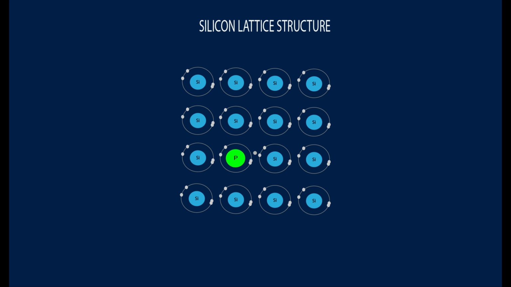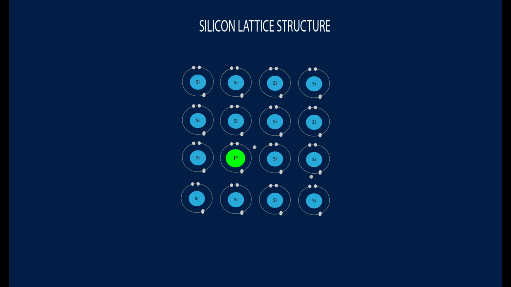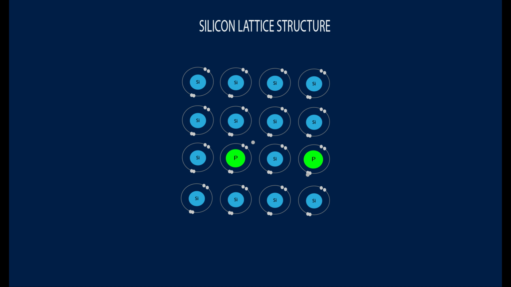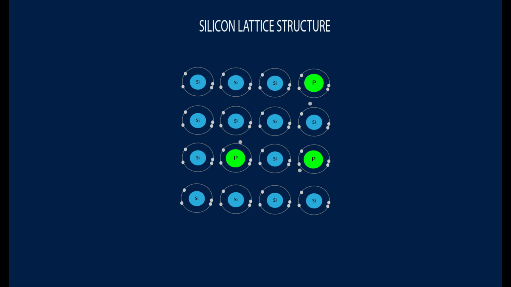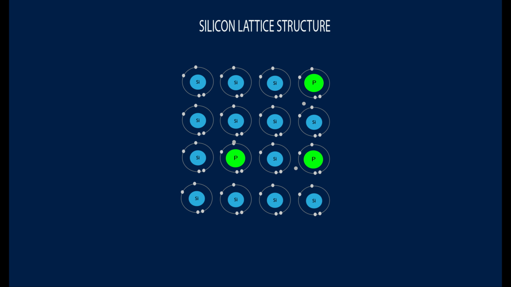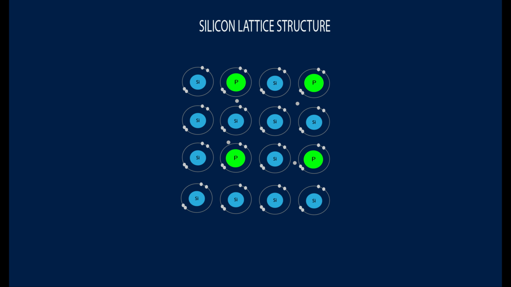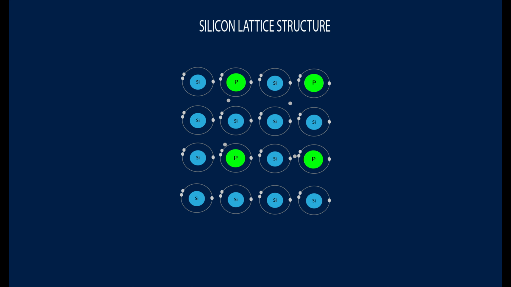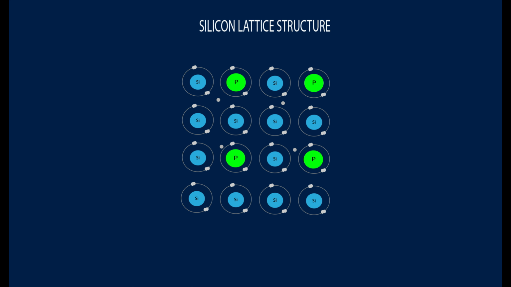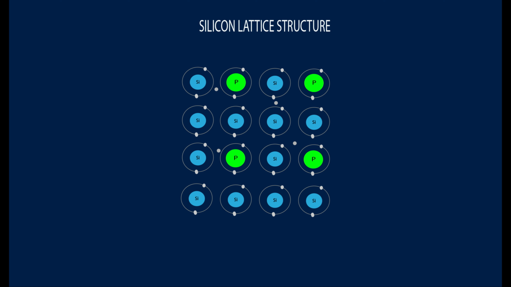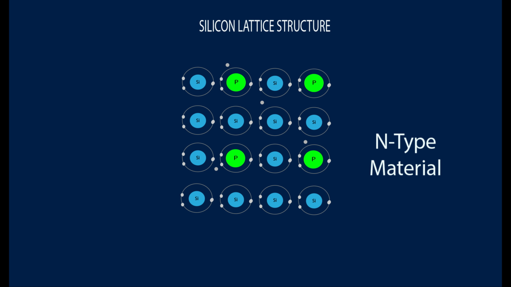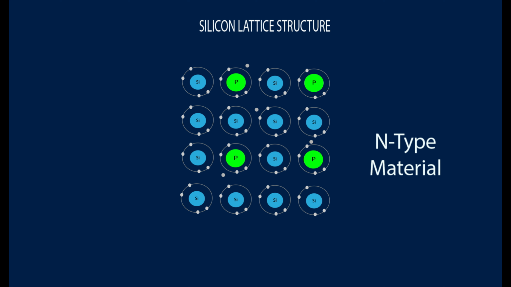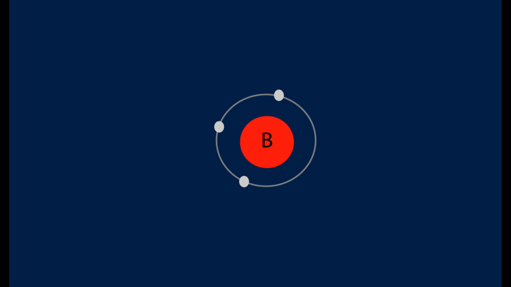If we add atoms like phosphorus, which have 5 valence electrons instead of 4, they form bonds with the surrounding silicon atoms. But 1 electron is left over. This extra electron is not tightly bound, so it becomes free to move through the material. As more of these atoms are added, the number of free electrons increases, allowing current to flow easily. This creates N-type material, with negatively charged carriers of current.